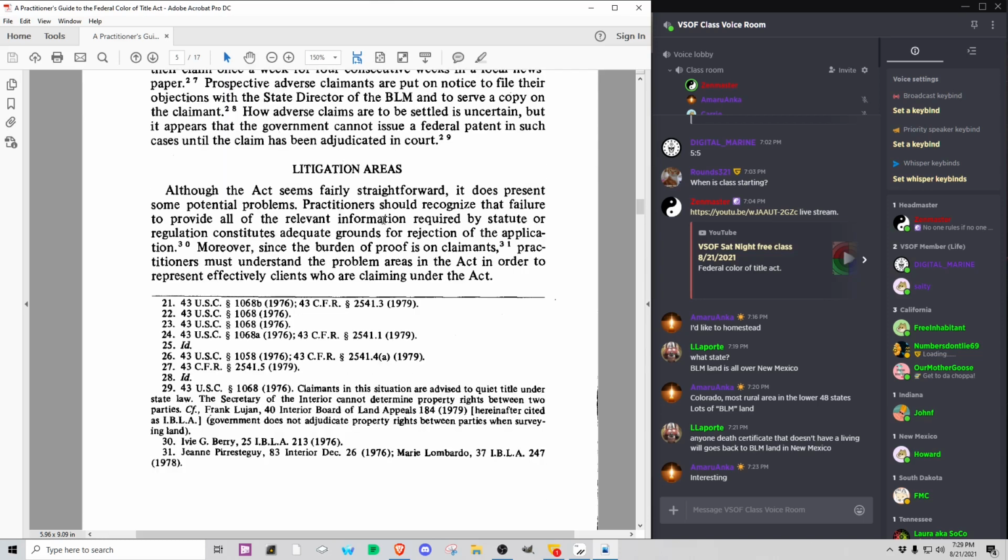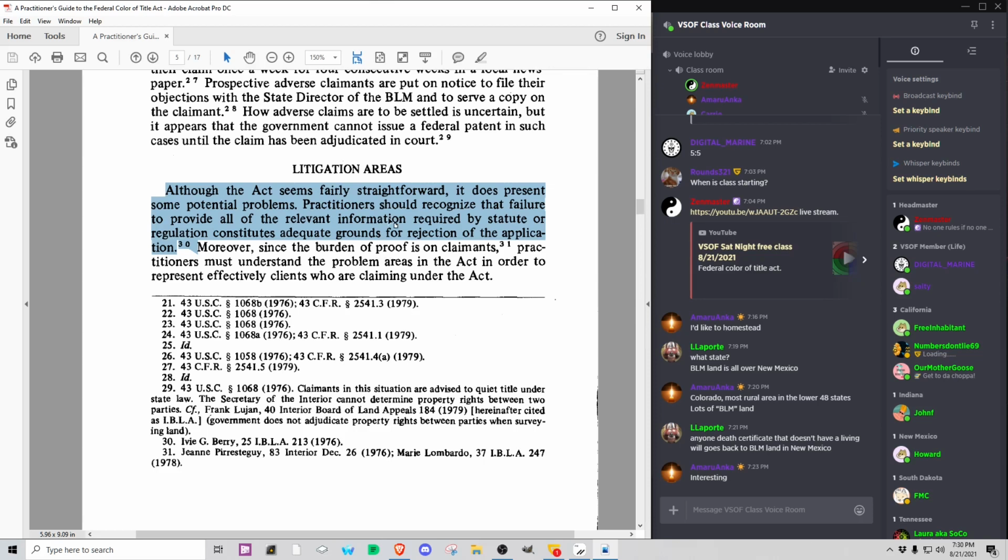Okay, litigation areas. Although the act seems fairly straightforward, it does present some potential problems, clearly. Practitioners should recognize that failure to provide all of the relevant information required by statute or regulation constitutes adequate grounds for rejection of the application. Great, this is attorney work product doctrine. That's what that is. You have to do everything that the attorney says, and if you don't get it exactly right, well, then you're not a good infant. So what does that require? It requires that the infants go and hire attorneys to do all this shit.